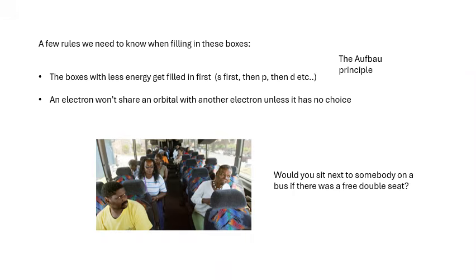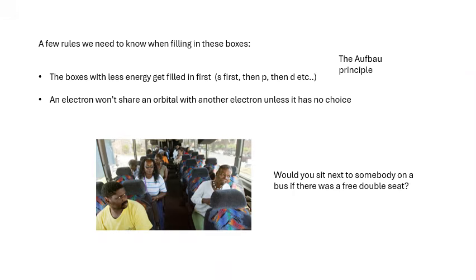Secondly, when you're putting electrons in the orbitals, if you go on a bus and you've got a choice, if there are pairs of seats, and there are seats where somebody is sat on one of the seats, and there's a double free, which seat would you go into? I'd probably go into the double seat because I'm a little bit shy. Okay, so it's the same with electrons. Electrons won't share an orbital with another electron unless it has no choice.